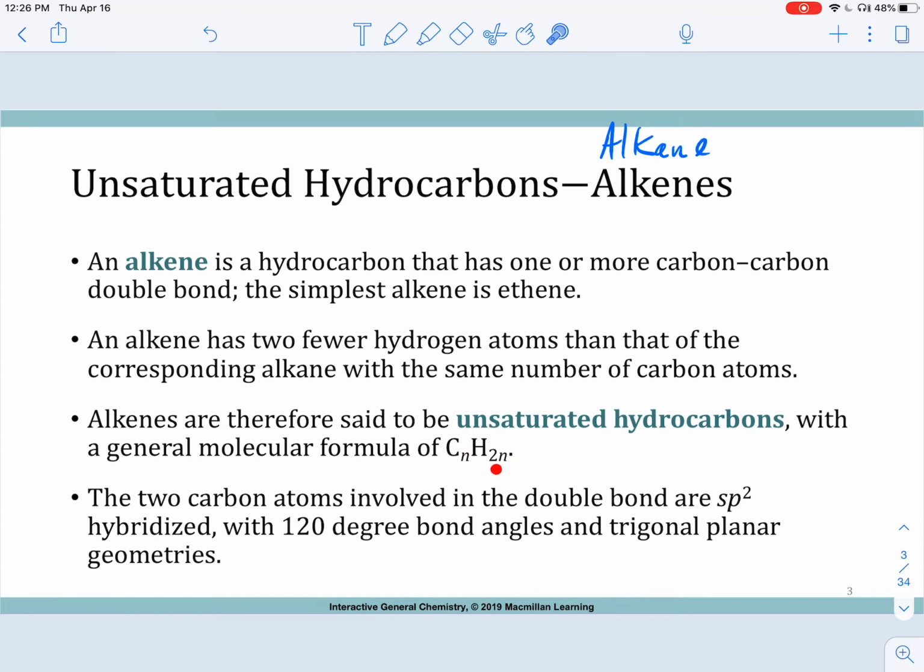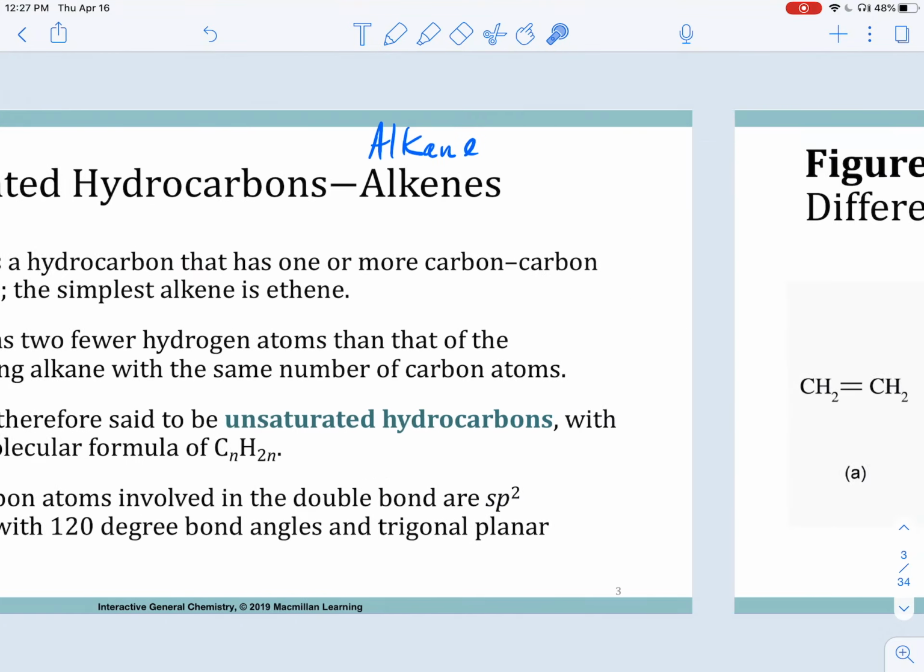Remember, it was 2N plus 2 hydrogens for a straight chain or a general alkane. Well, we lose those plus 2. So if the carbon chain is 5, there should be 2 times that number of hydrogens. And we'll talk about the planar nature of these when we look at some of the actual pictures.